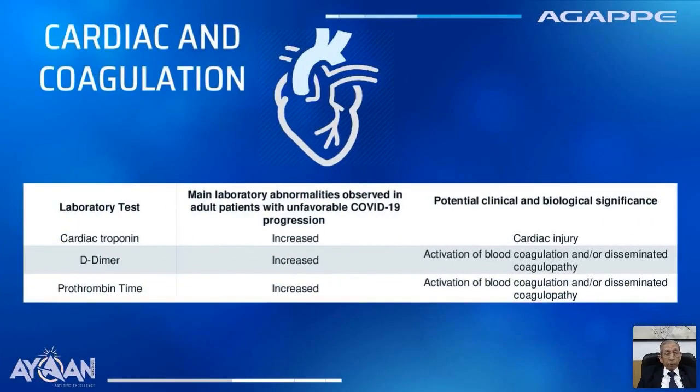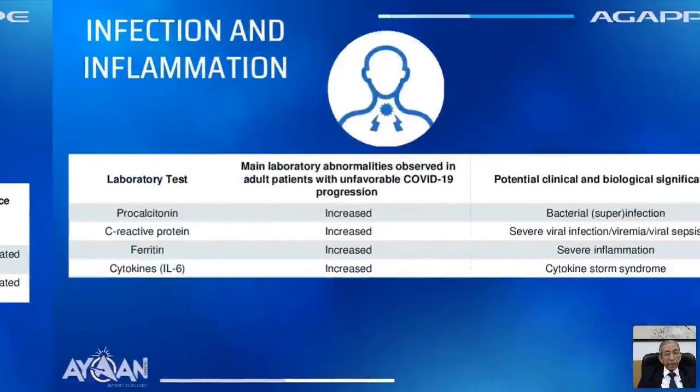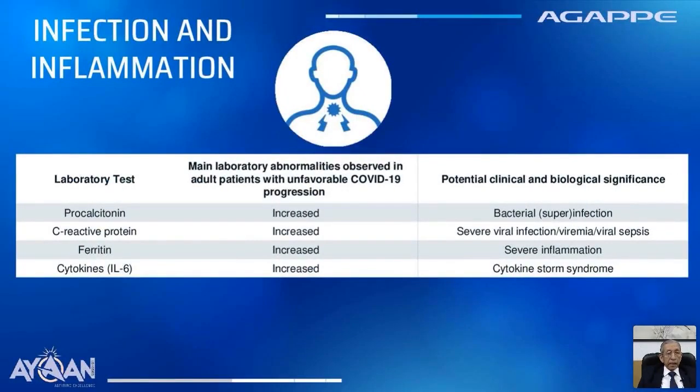Cardiac troponin is increased when there is cardiac injury. Similarly, D-dimer is increased when there is disseminated coagulopathy. And prothrombin time is increased again in disseminated coagulopathy. Therefore, these are worst manifestations that can take place. That is, the patient is going into a bad condition. Then procalcitonin is increased when there is bacterial super infection. C-reactive protein, I am going into greater detail later, and at the moment it is seen in severe viral infection, that is the COVID infection.